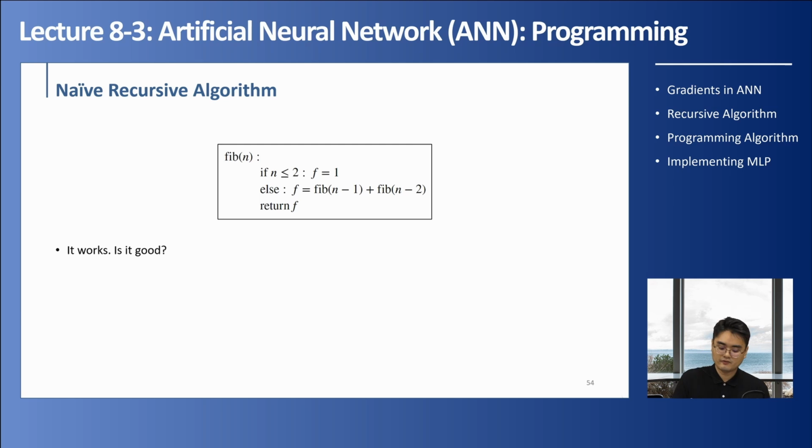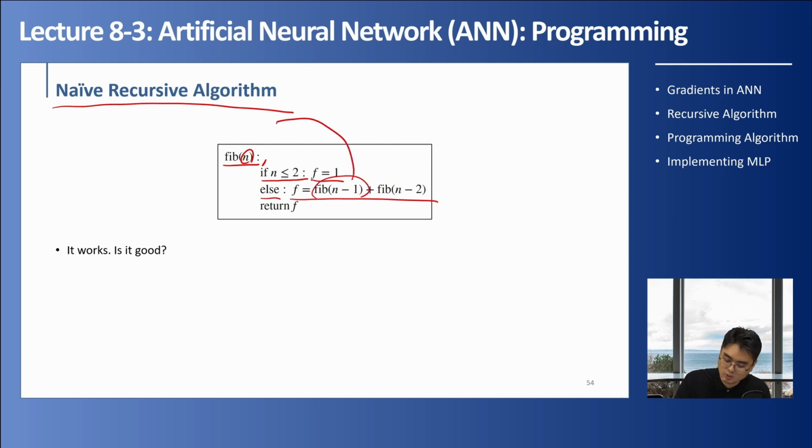If we think of a very naive recursive algorithm that can do the computation of these Fibonacci numbers, we can set some function like this one. Fibonacci of n equals: if n is smaller or equal to 2, f equals 1, and else f equals Fibonacci n minus 1, so we are calling this function again, plus Fibonacci n minus 2, we're calling this function again. And then return f. This is a correct way.